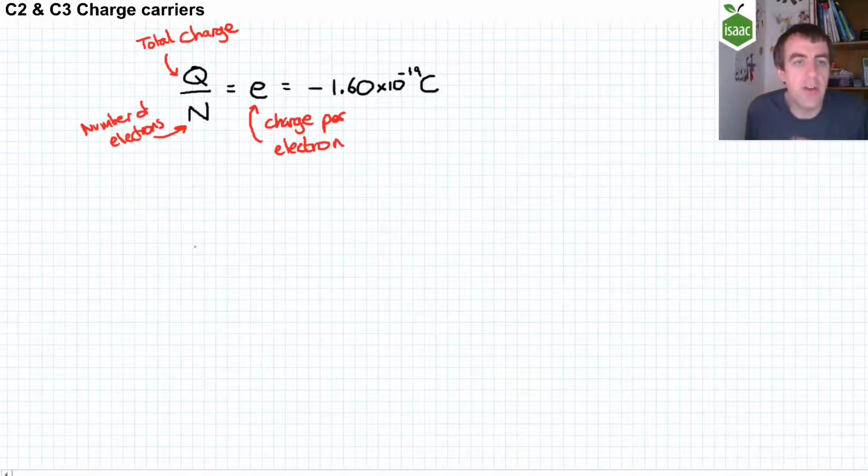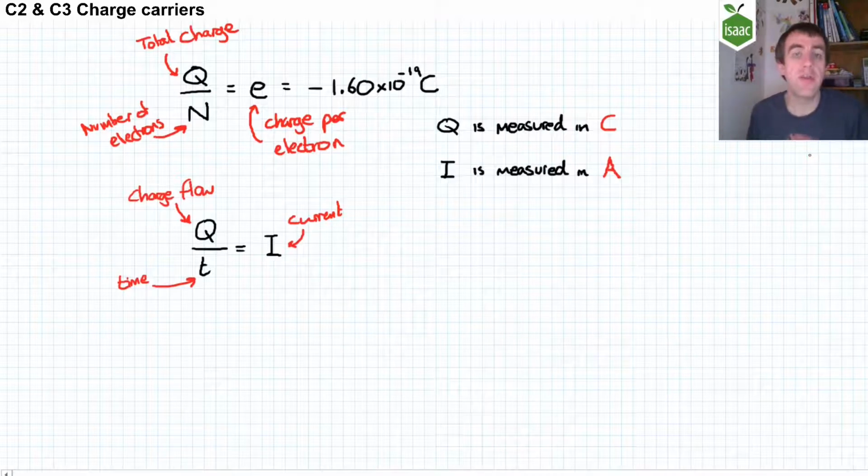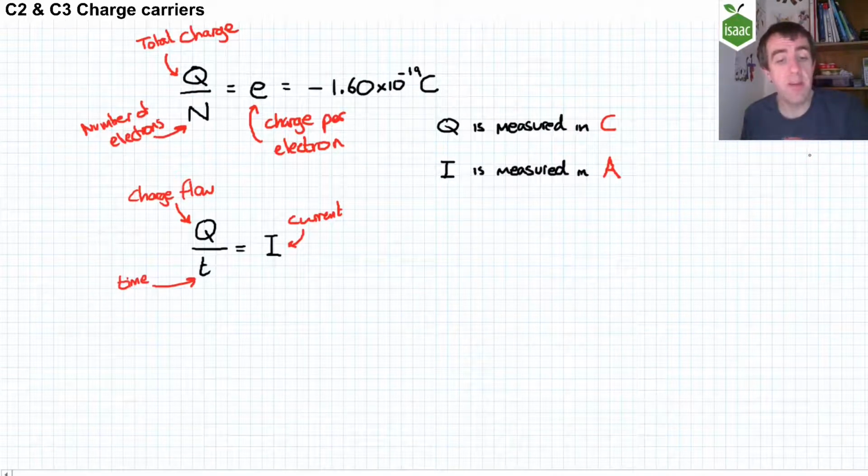Now, the amount of charge that passes a point on a circuit per unit time we call the current. Charge is measured in coulombs and current is measured in amperes.